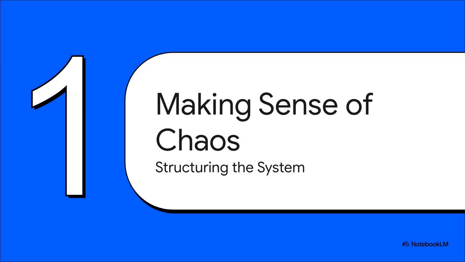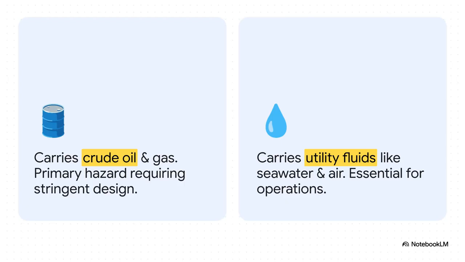To begin taming this absolute maze, we have to establish the foundational rule of offshore piping. You've got to divide the entire system into 2 clear, distinct categories. Everything you see falls into one of these 2 buckets. Those 2 categories are hydrocarbon lines and utility lines. Hydrocarbon lines? Well, those are the moneymakers. They carry the crude oil, gas, and condensate.